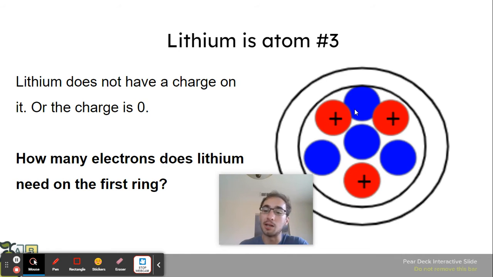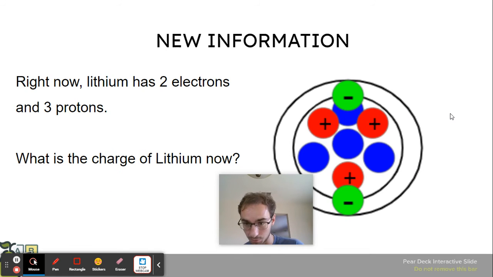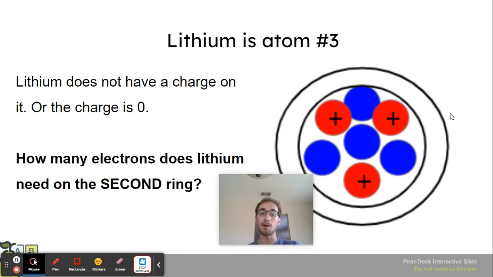But what's the rule? How many electrons should you put on the first ring? And then you should remember the first ring always has 2. Now, if 2 electrons on the first ring, how many electrons do you need on the second ring? So you want to balance out the protons with electrons, so you need 3 electrons total. So you put the first 2 on the inner orbital, and then the last one on the outer orbital.